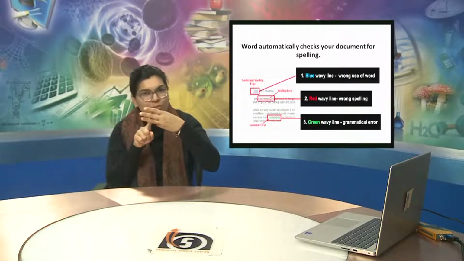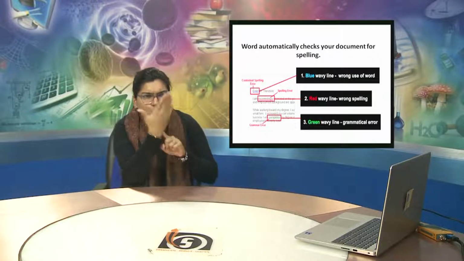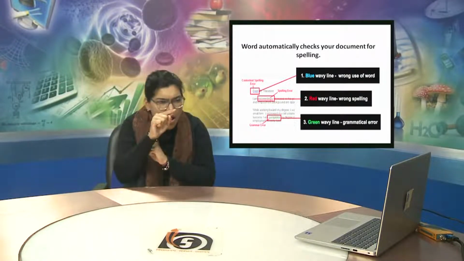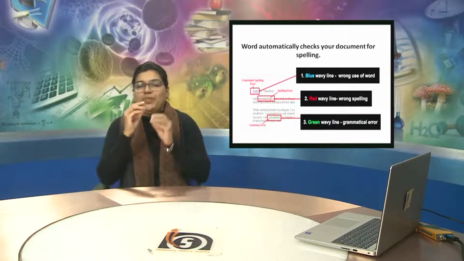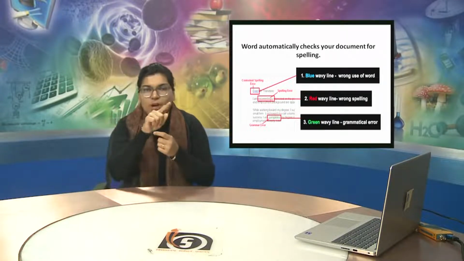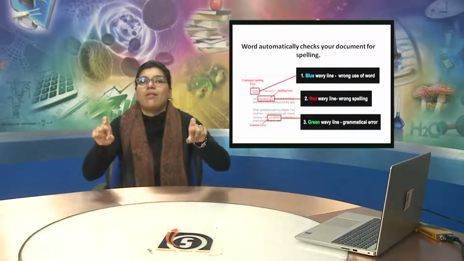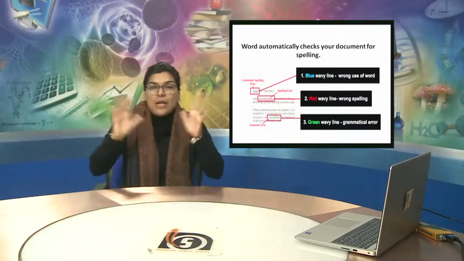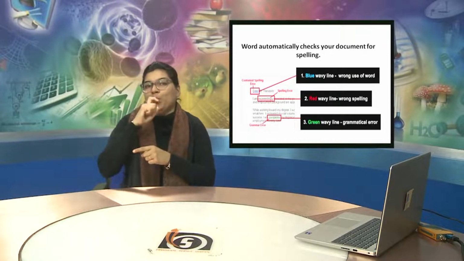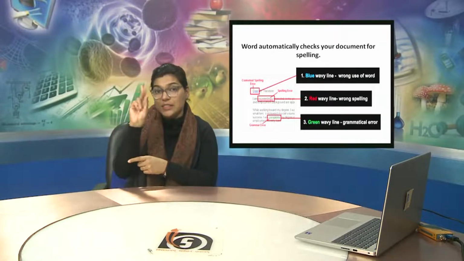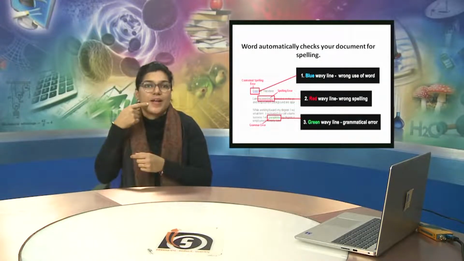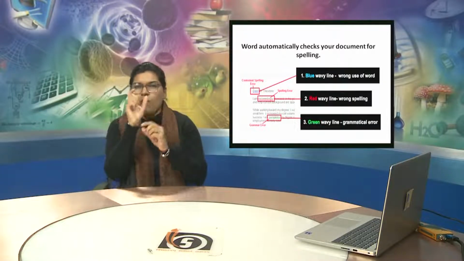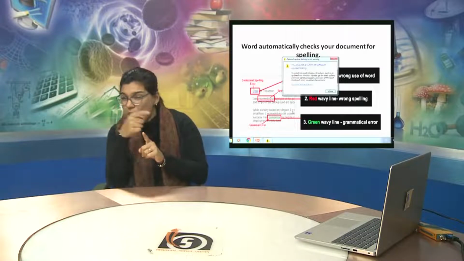For example, if you are trying to write deer, the spelling of deer is D-E-A-R, and by mistake you have written D-E-E-R. It is clearly identified by the computer in blue wavy line that you have done the spelling mistake, or you have used the wrong word instead of the right word.